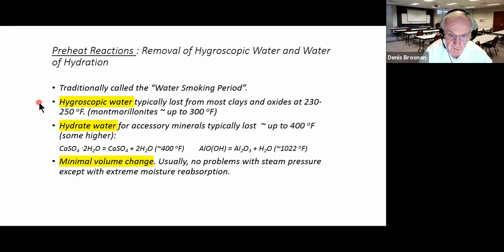Now, we can have hydrates present, calcium sulfate hydrates or aluminum hydroxide present in raw clays, and they can give off some water vapor at elevated temperatures. There's typically a minimal volume change when these products dehydroxylate because they're present in low amounts. I said dehydroxylate when they release their hygroscopic water.